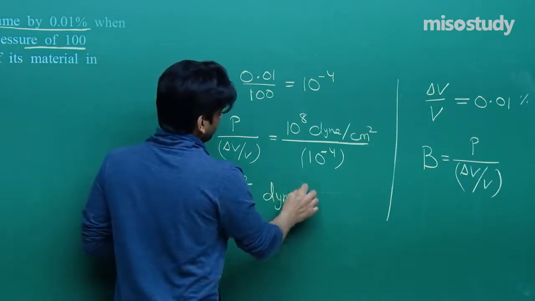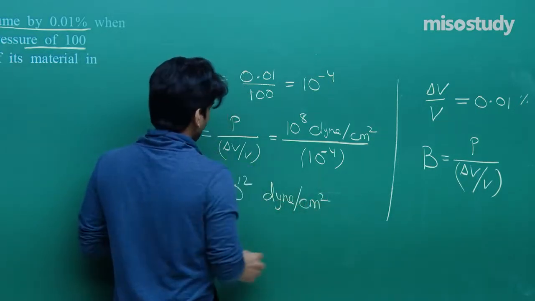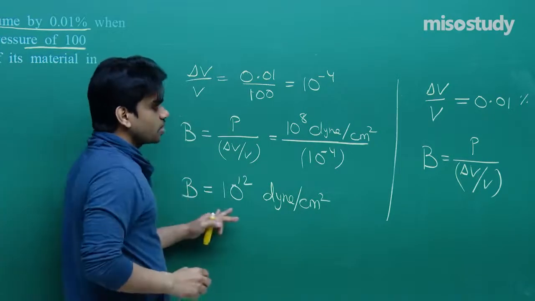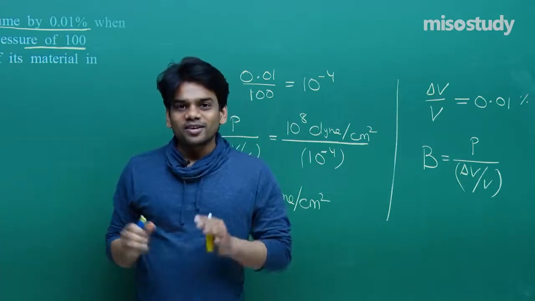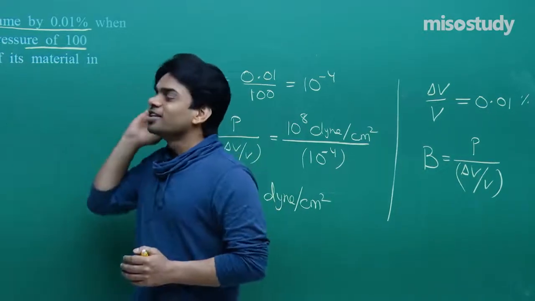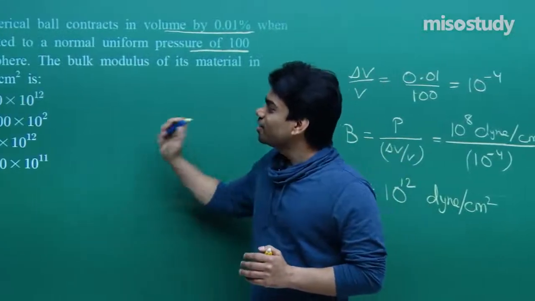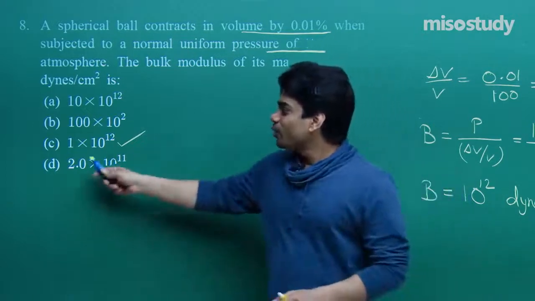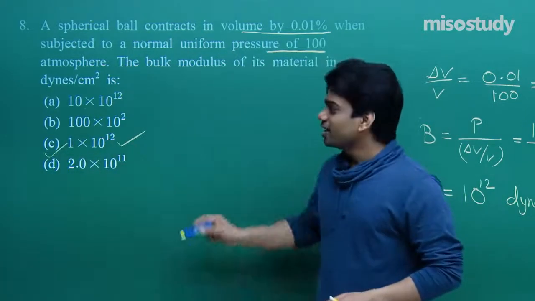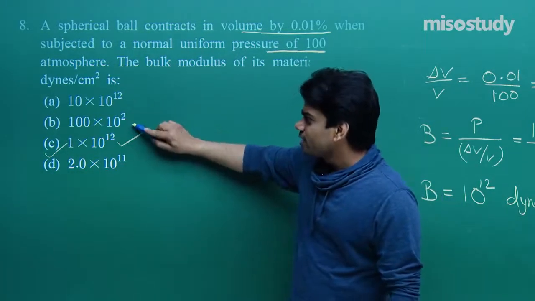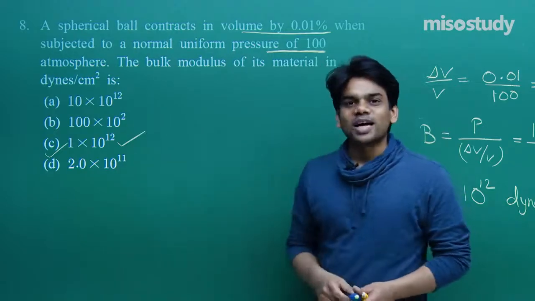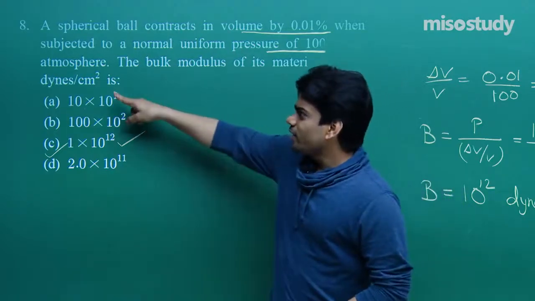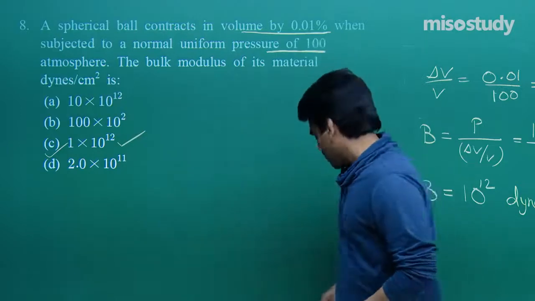This is the value of bulk modulus. So the bulk modulus of this spherical part, you can see that spherical ball, the material comes out to be 10 to power 12. So we are marking 1 into 10 to power 12, that is the right answer. Rest are incorrect. Only the option that's matching is 1 into 10 to power 12. Already given, we have to evaluate in terms of dynes per square centimeter.